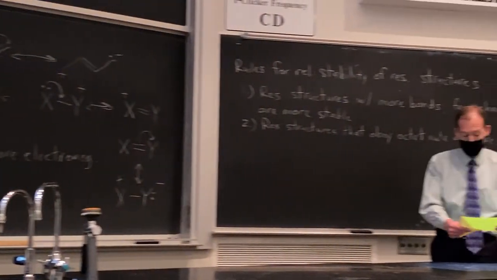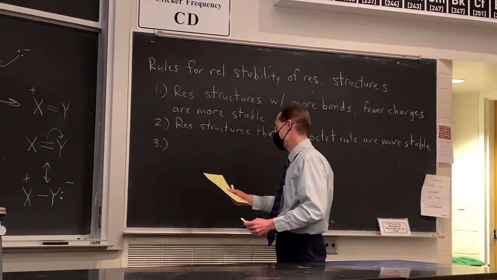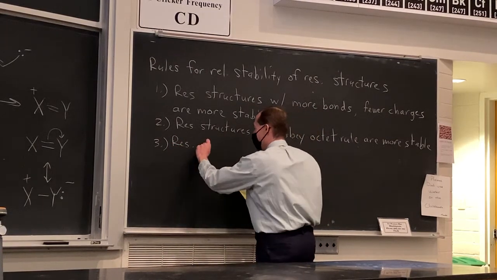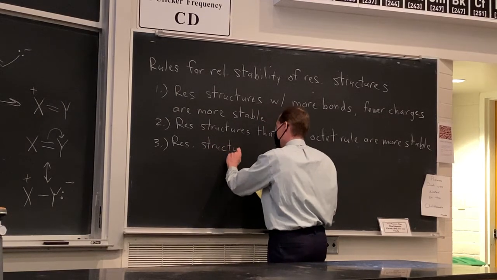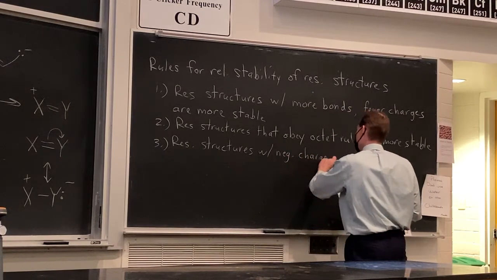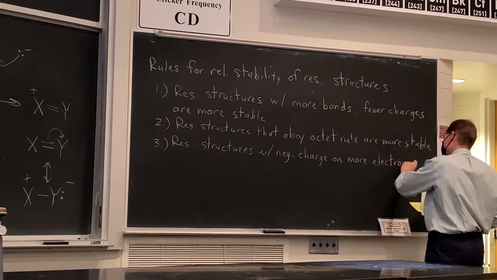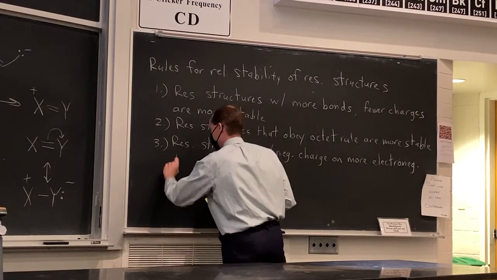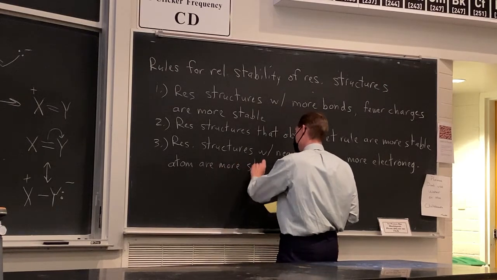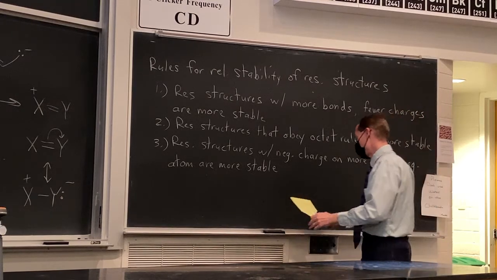Okay? And then our third one, we don't have an example of on the board yet, but it is one that we learned earlier, and it is one that we need to understand, and we will be applying it in other scenarios during the semester. Resonance structures with the negative charge on the more electronegative atom are more stable. Okay, and like I said, we don't have an example of that on the board, so I'll draw one.